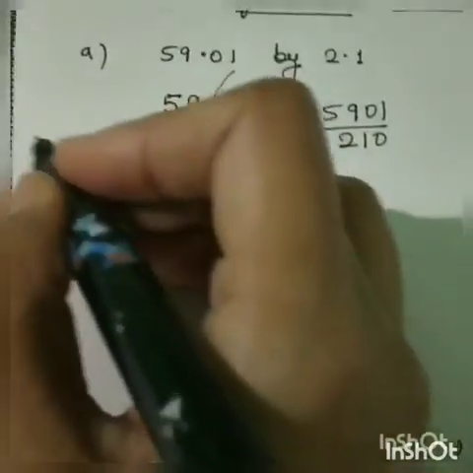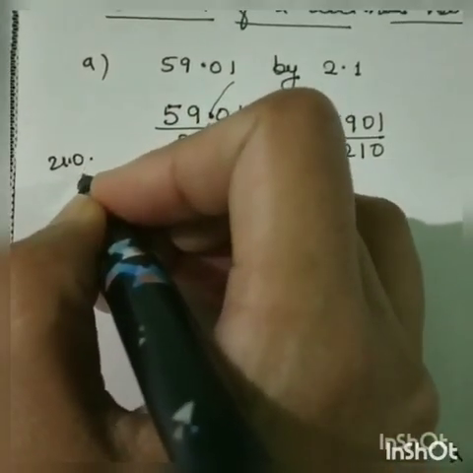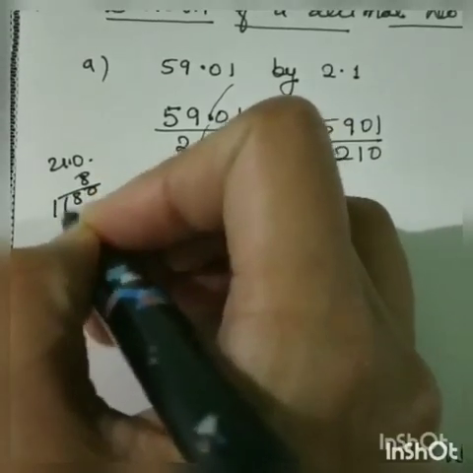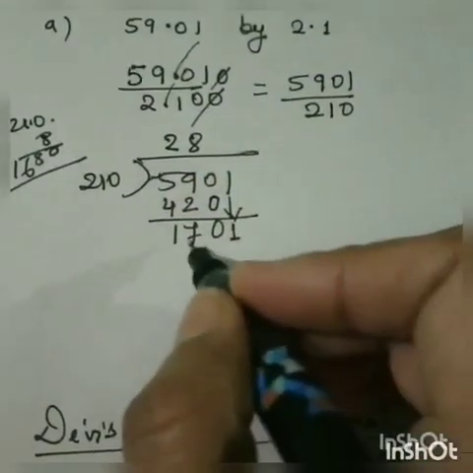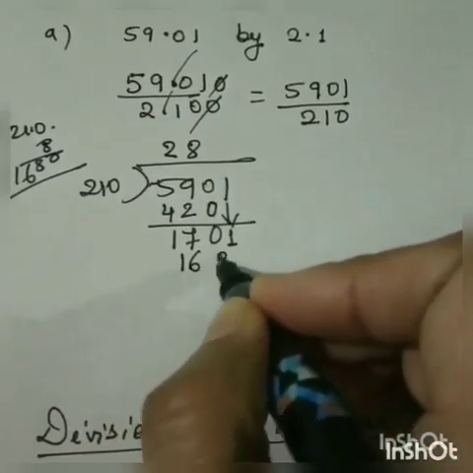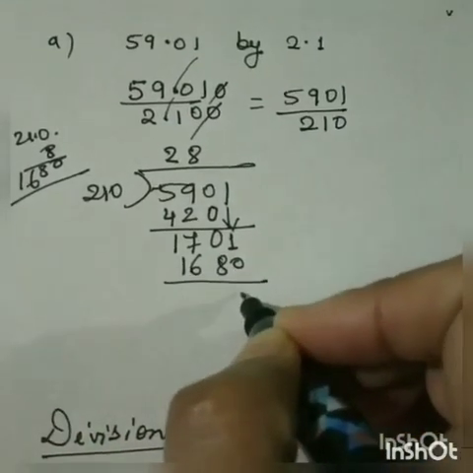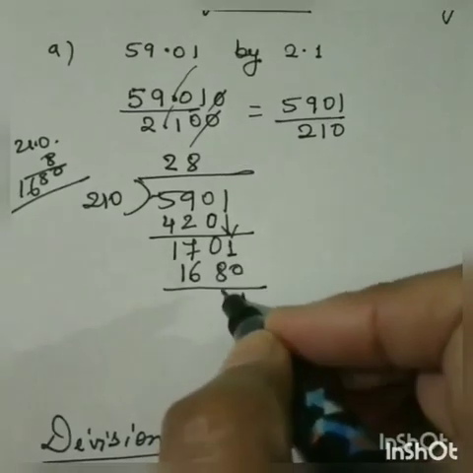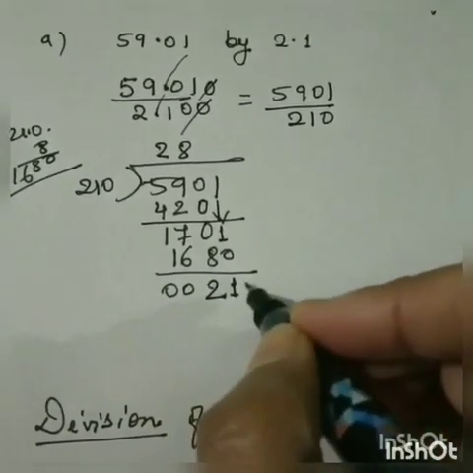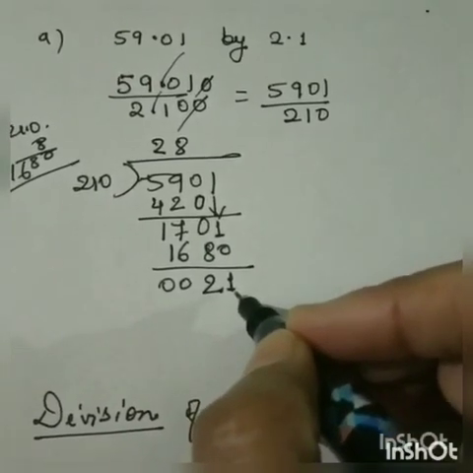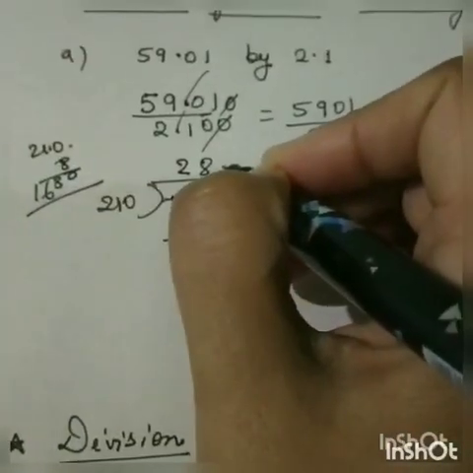Now 210, you just take 8 times. We will get 1680. So 210 8s are 1680. Now just subtract it. We will get here 1. 10 minus 8, 2. And here this will get cancelled. Now 21. 21 is less. So we will put here one decimal.